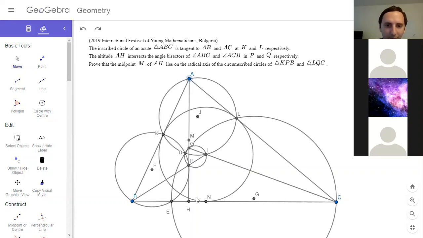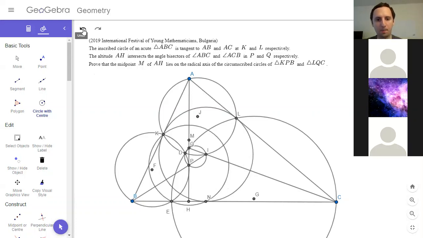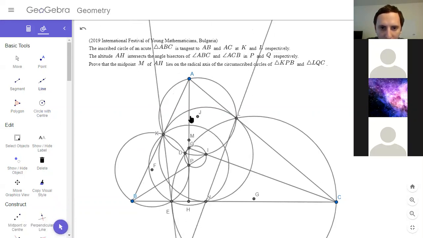So let's see. P would be the circumcenter of KEN, and Q would be the circumcenter of LEN. Feels like the problem has to fall apart once we know all this. Let's see. I wonder if KELN and AH concur. No, I don't think so.